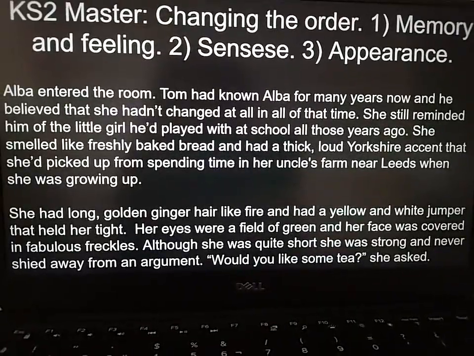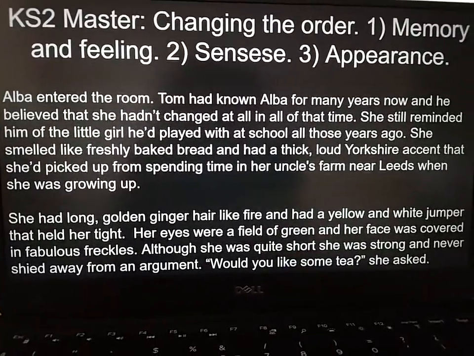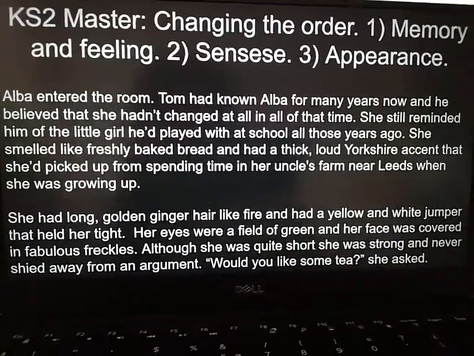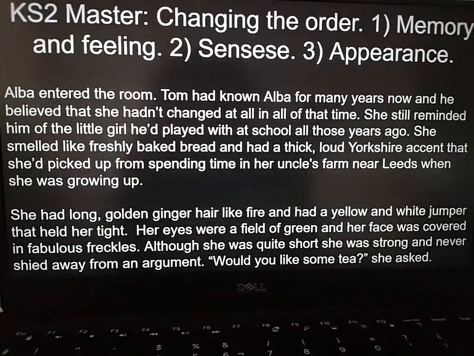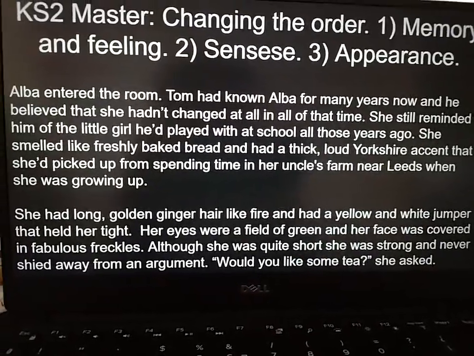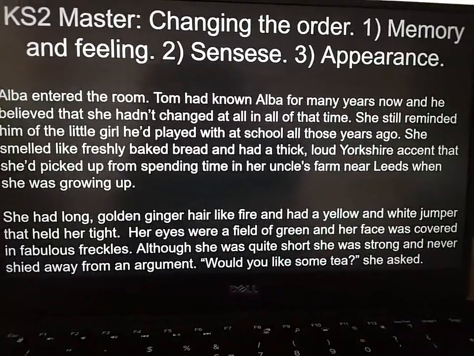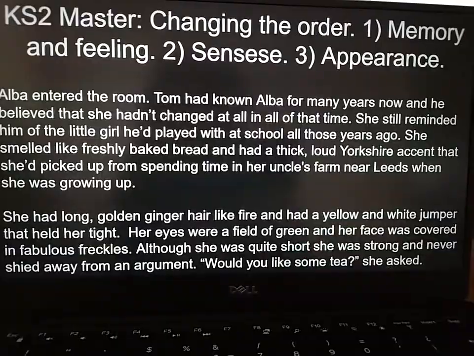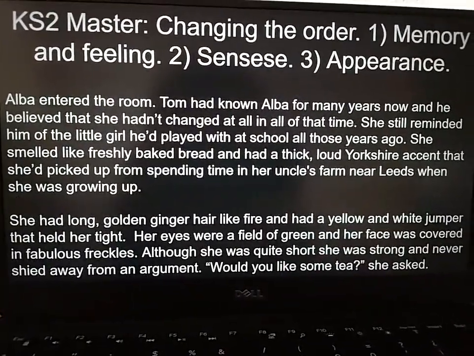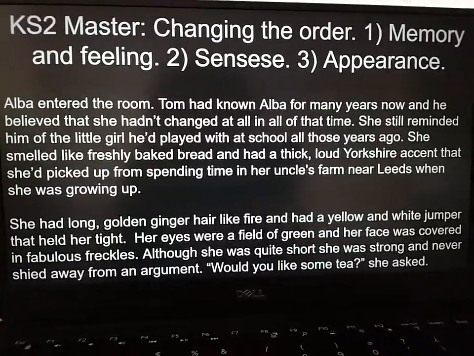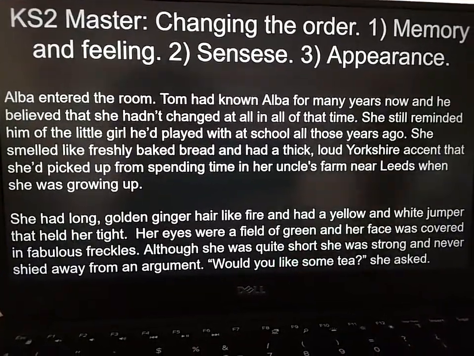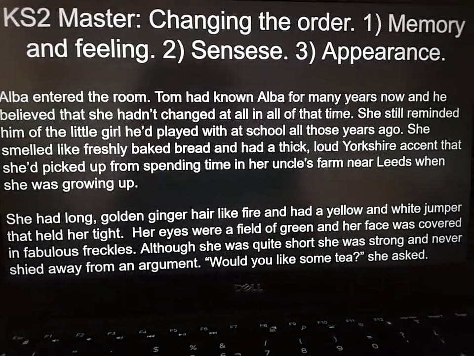Okay, so I haven't mentioned at all in that first paragraph what Alba looked like. Instead, I've talked more about who she is, what she's like as a person, how Tom knows her, what she smells like, what memories Tom has of her, and what she sounds like. And I haven't mentioned anything about her appearance. I put that instead at the bottom.